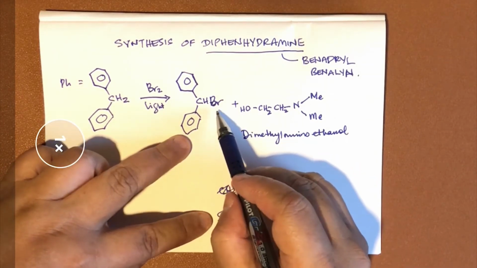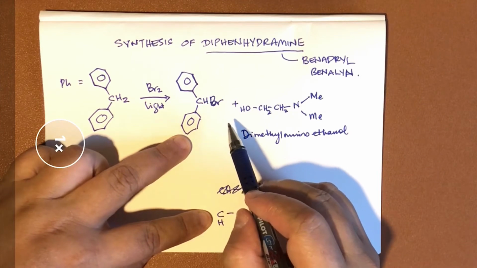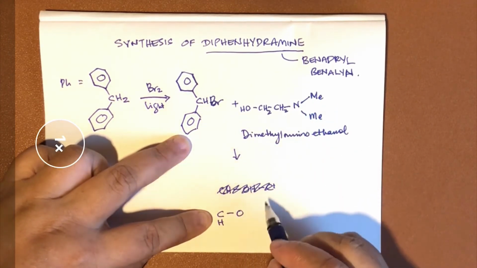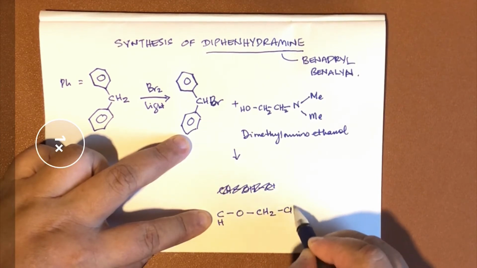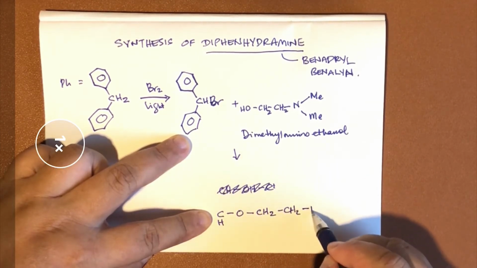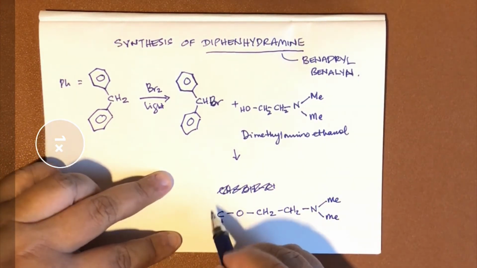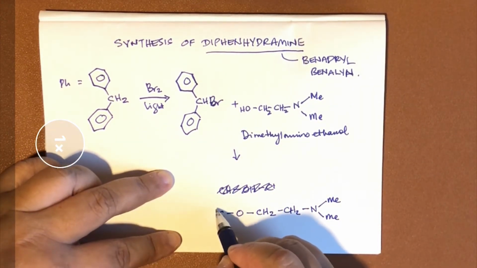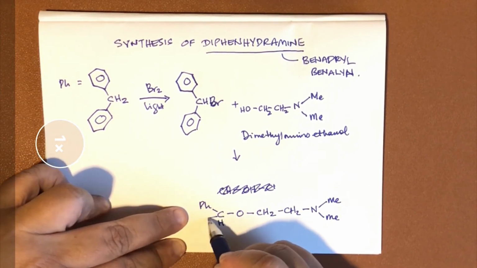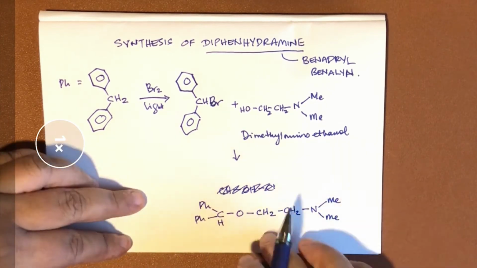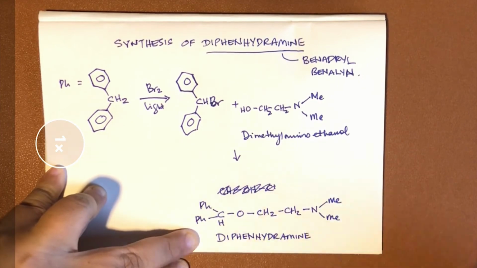Okay, so in this case, what happens is most likely a nucleophilic substitution reaction, and CH2, CH2, dimethyl, and then you have the phenyl ring and another one as well here. So that's diphenhydramine.